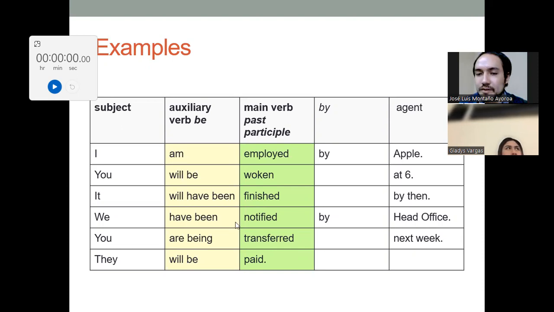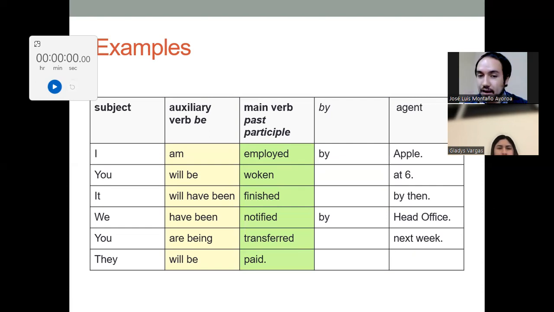Now these are common ones. You use this a lot in English. We have been notified. You say that, right? You don't say head office notified us about that. No, you say we have been notified. You say, right, I'm employed by a company, right? You don't say actually, right, Apple, right, employed me. You just say, I am employed by Apple. I'm employed by a certain, right, company. So that's passive voice. We use passive voice, and we're going to try to apply this knowledge in some writing that we are going to have.